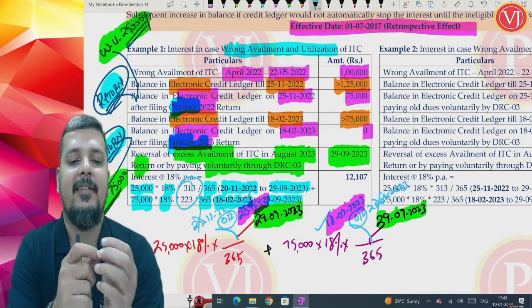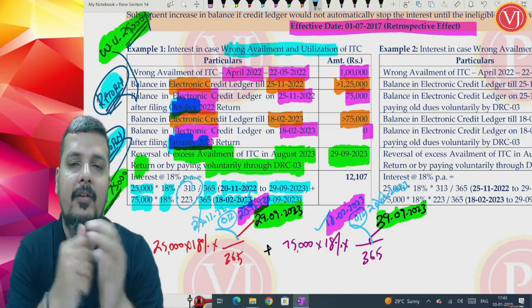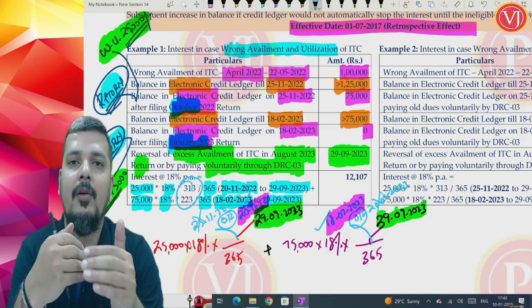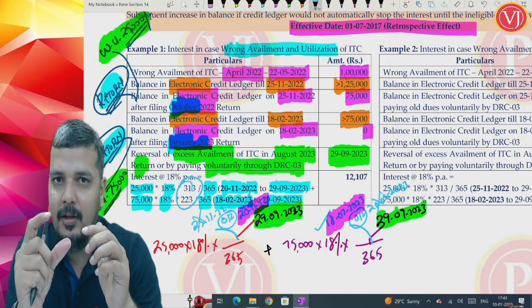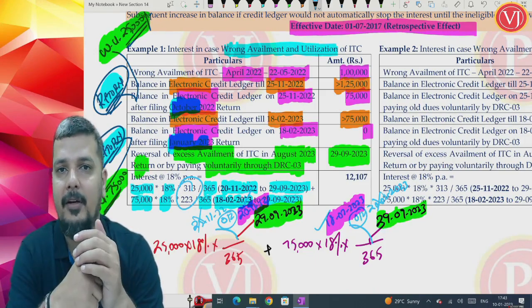So please understand that interest is not on wrong availment, it is only on wrong utilization. When is wrong utilization happening? When my credit balance comes below the amount which is wrongly availed, and only to that portion the wrong utilization is actually happening. Only on that portion interest will be calculated.